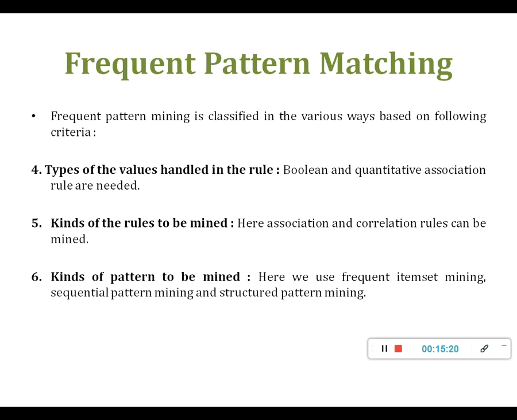So it depends on the type of values. The next is the kinds of rules to be mined. Here, association and correlation rules can be mined. We should know whether we have to apply association rules or correlation. If we look at association rules, we have the Apriori algorithm, frequent pattern matching, frequent item sets, measuring support and confidence.